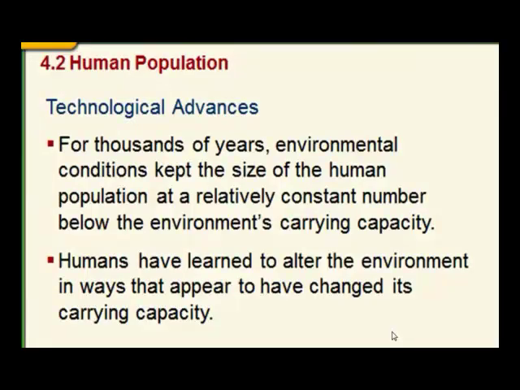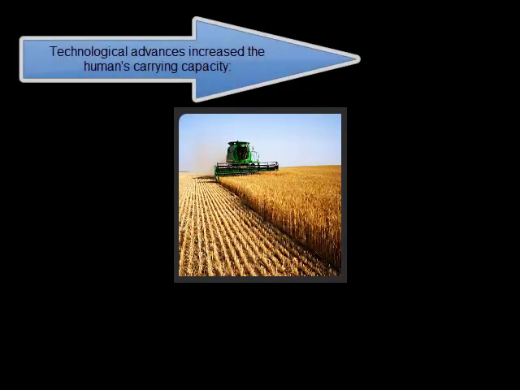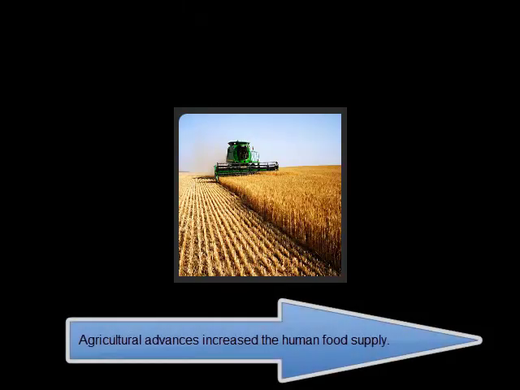As we saw in that graph, for thousands of years the environmental conditions kept the size of the human population at a relatively constant number below the environment's carrying capacity. But technological advances have allowed humans to alter our environment to increase our carrying capacity. One of those technological advances is agriculture. Agriculture advancement and the domestication of animals have increased the human food supply.